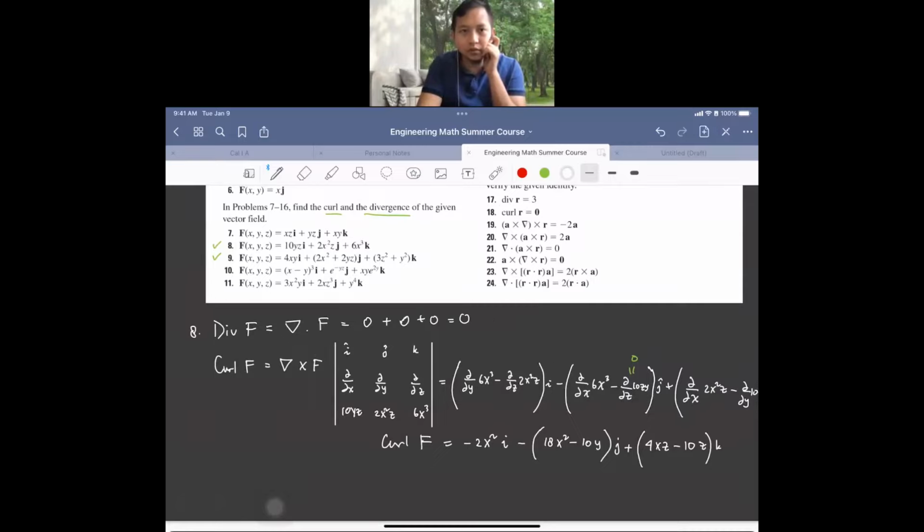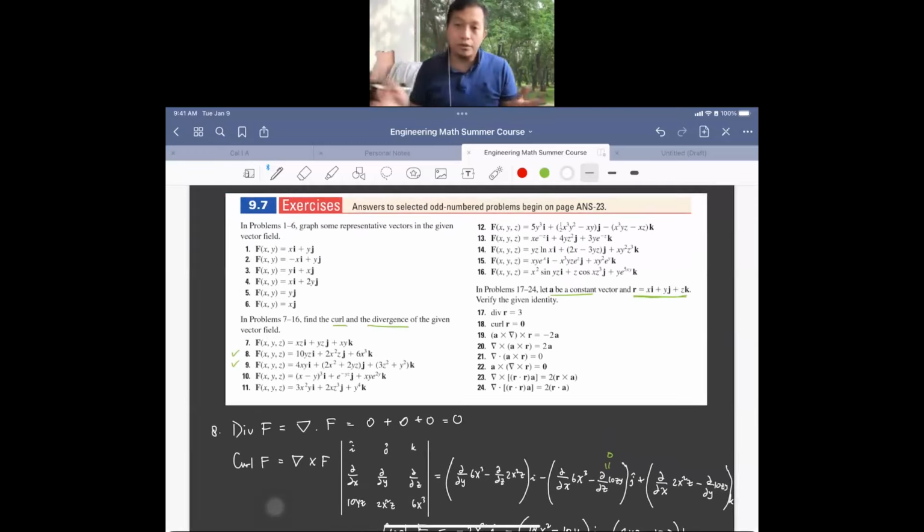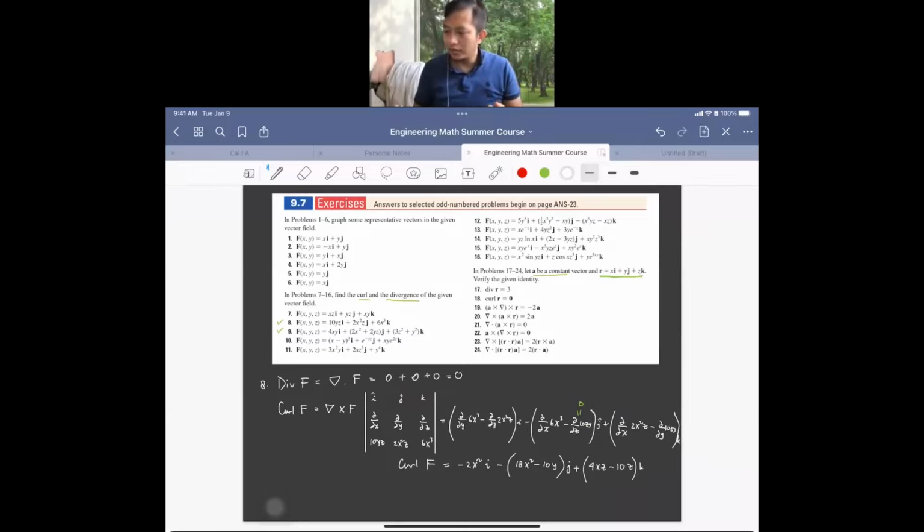Okay, what else do we have? Okay, you could try the other numbers as well on your own. I will also prepare another homework 4 later, related to vector calculus, okay? But meanwhile, I think we could just move to another subject. Okay, so this is curl and divergence.